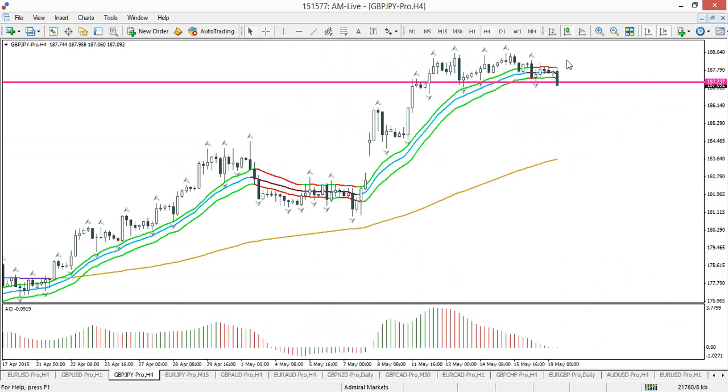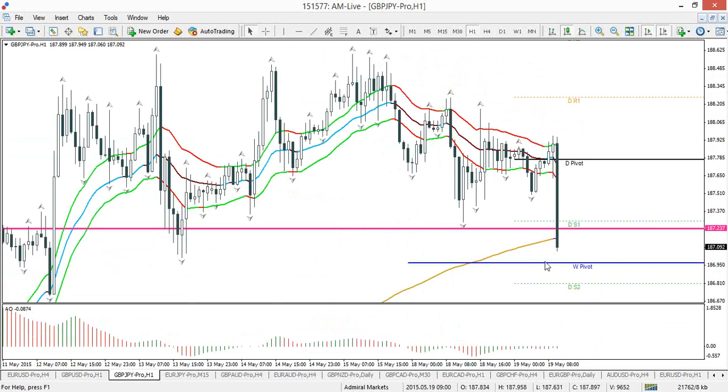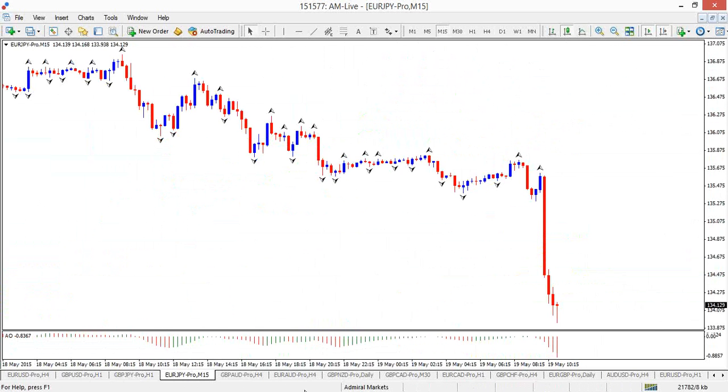Pound yen, I would say, has good potential to the downside, as we discussed, and it is pushing through that support level after the news event, perhaps. The dollar yen to the upside after the retracement down to 119.50, sorry.